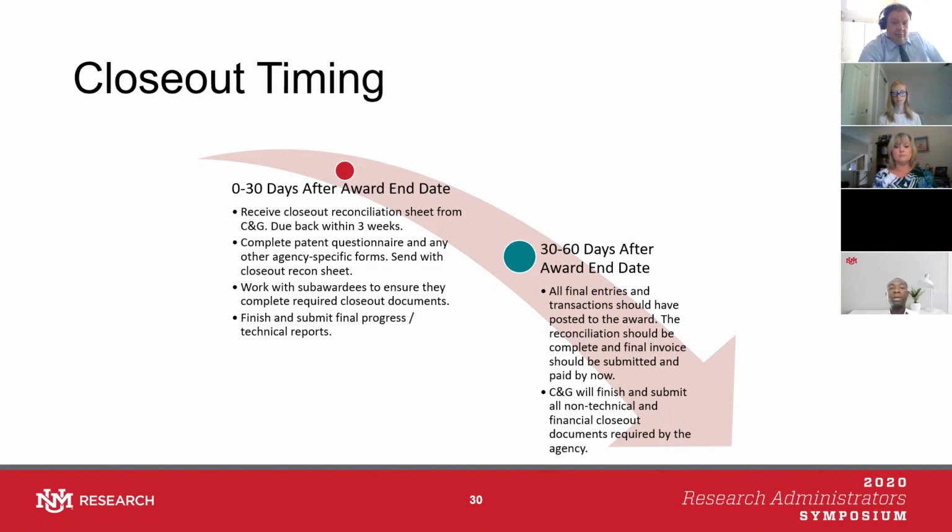But the most important thing throughout the process is that when you receive the reconciliation form through workflow, you complete it and you return it. Because 30 days to 60 days leading to the end of the award, we can still make adjustments.